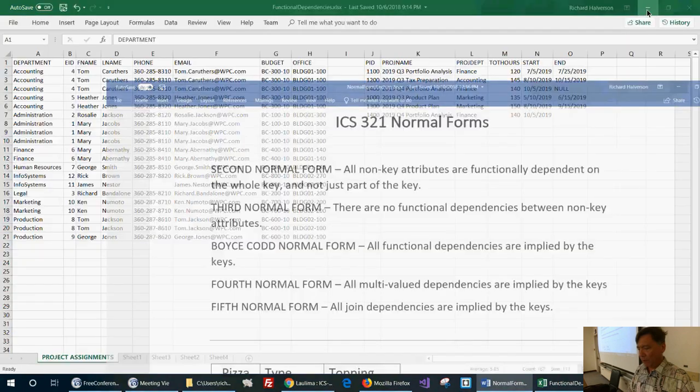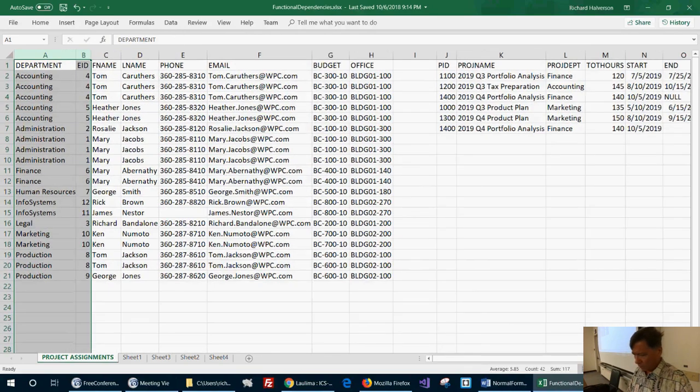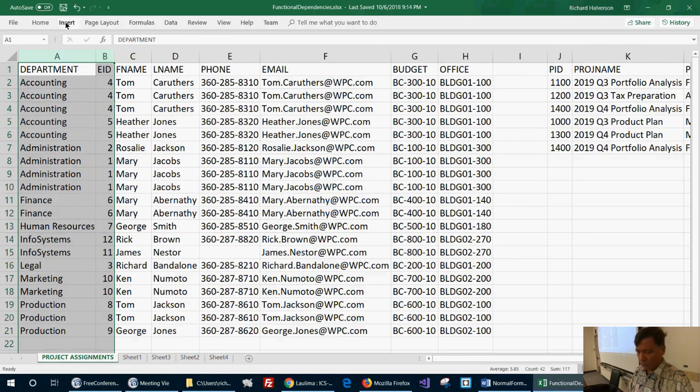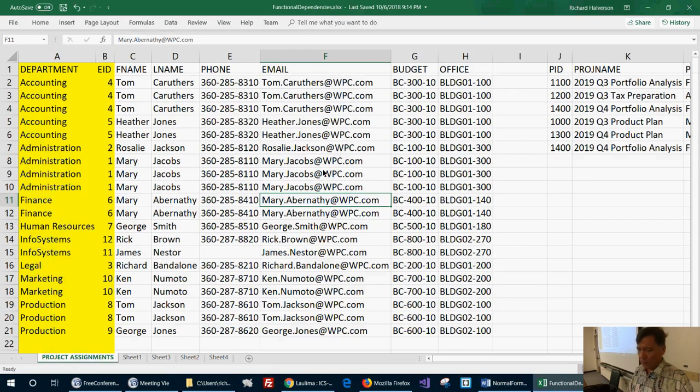So here, these are the key attributes. I can make this bigger. Let me make them yellow or something. And these are all the non-key attributes. So we look at every non-key attribute and we see what determines it.